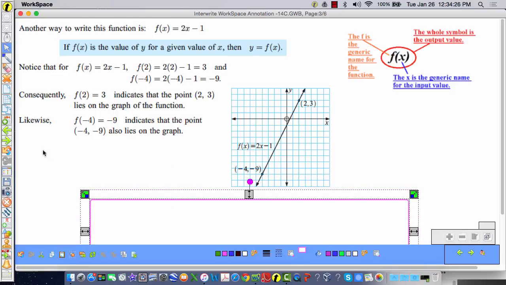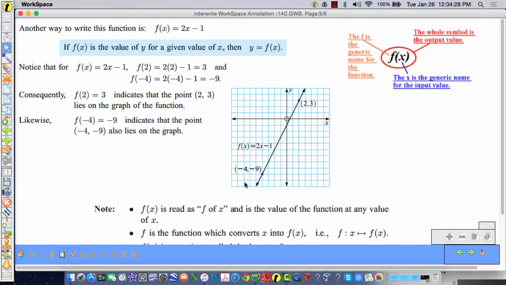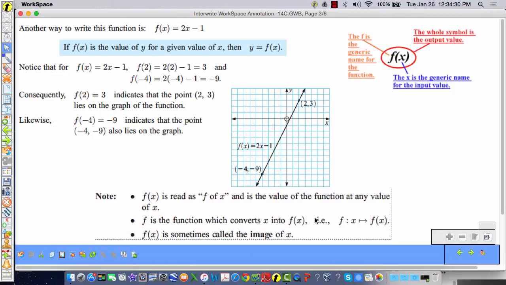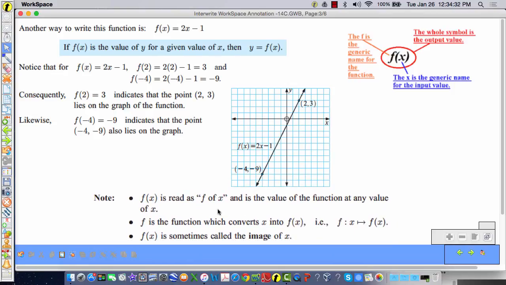Okay, what's down here? So this f of x is read f of x and is the value of the function at any value of x. F is the function which converts into f of x. F of x is sometimes called the image of x. We really focus on the first two bullets here.